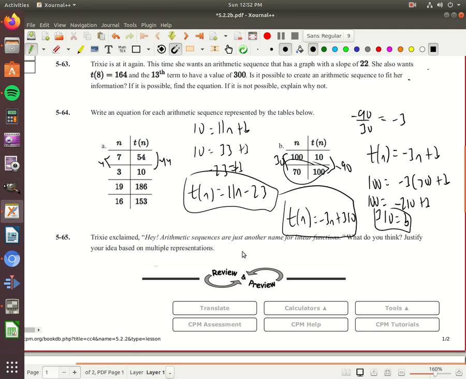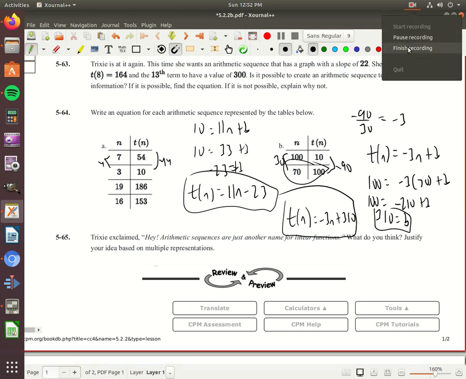Trixie explained, hey, arithmetic sequences are just another name for linear functions. What do you think? You know, no, there's a lot in common, but there are some differences. Like we said, they start at 1 and are discrete instead of continuous. There are definitely some differences, although they definitely have some commonalities. Sorry the video was so long.